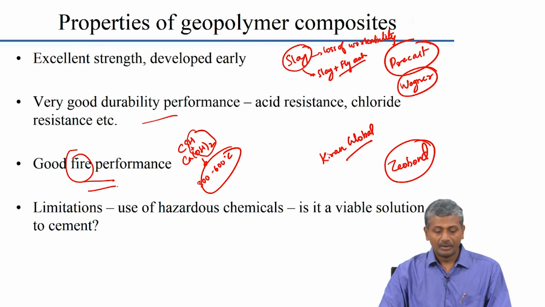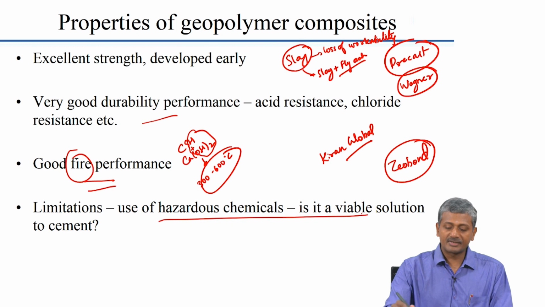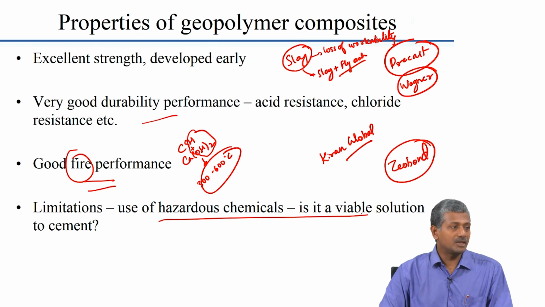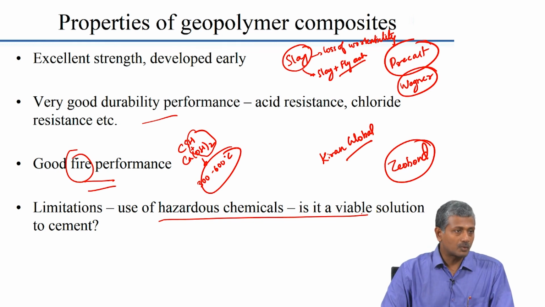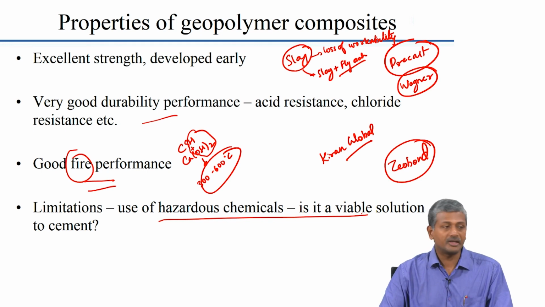Again, the use of hazardous chemicals, you need to evaluate very carefully to see whether it is a viable solution to cement, whether you can actually have the quantities of these chemicals required to make concrete on the scale that ordinary Portland cement concrete is made. That remains a big question, and it is not easy to answer.